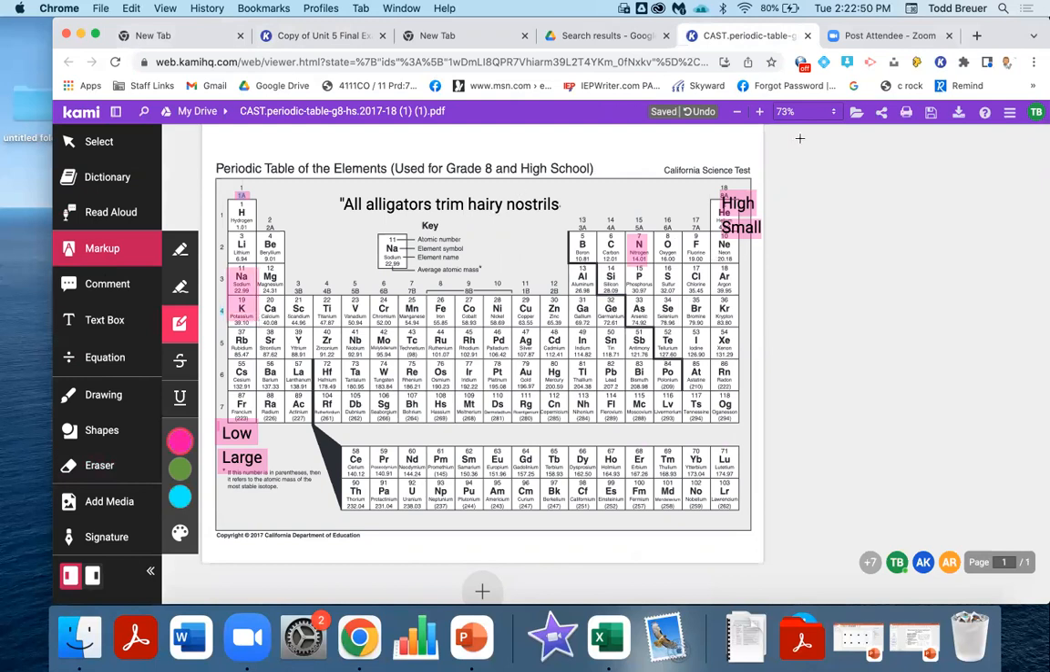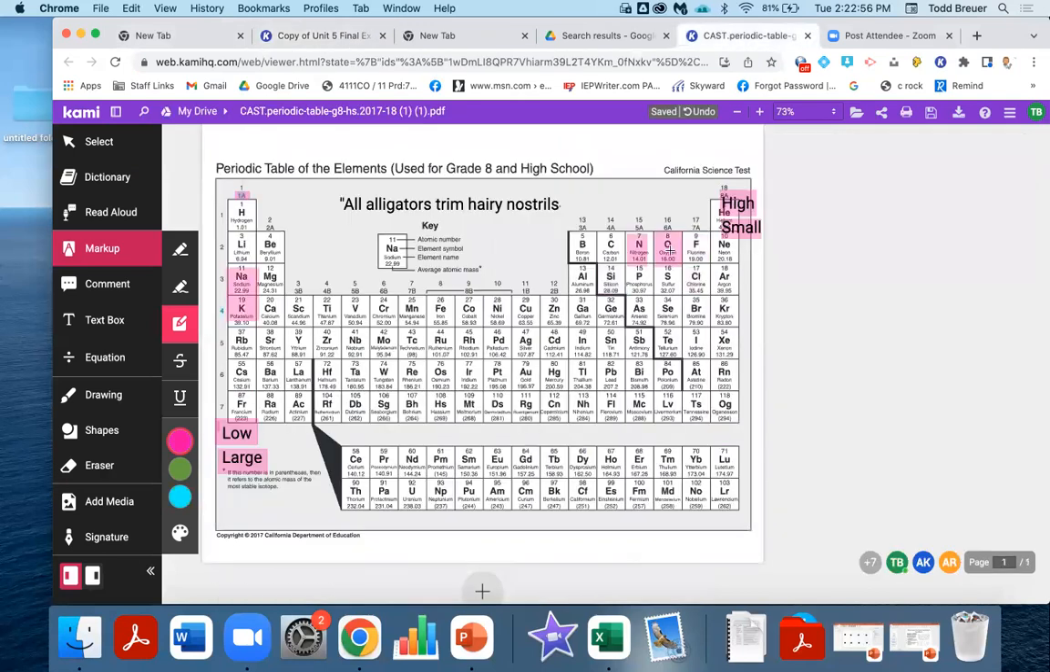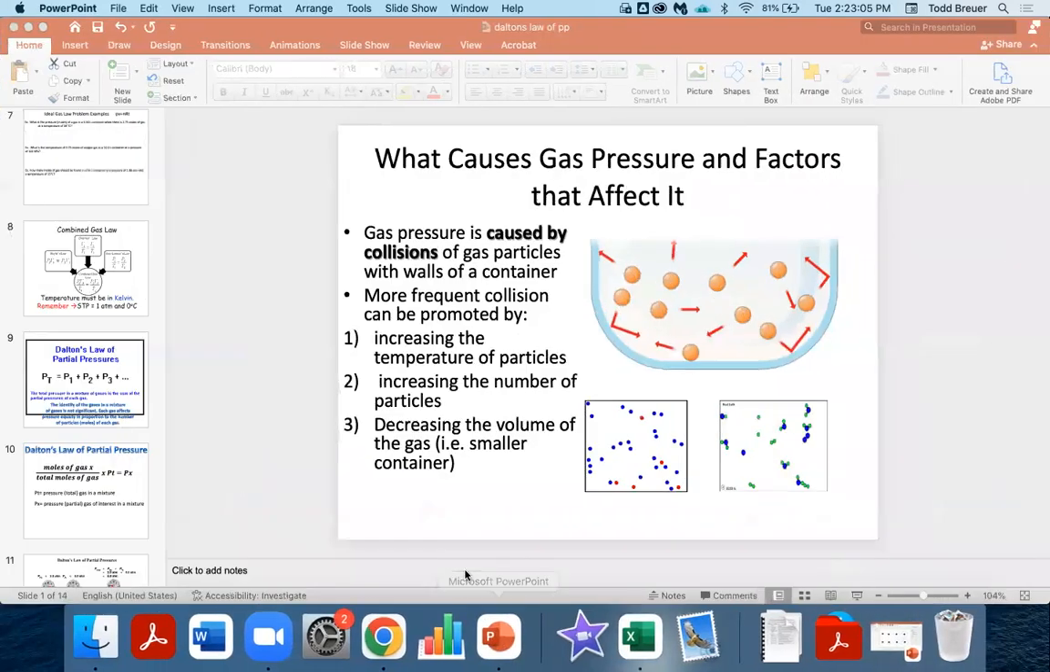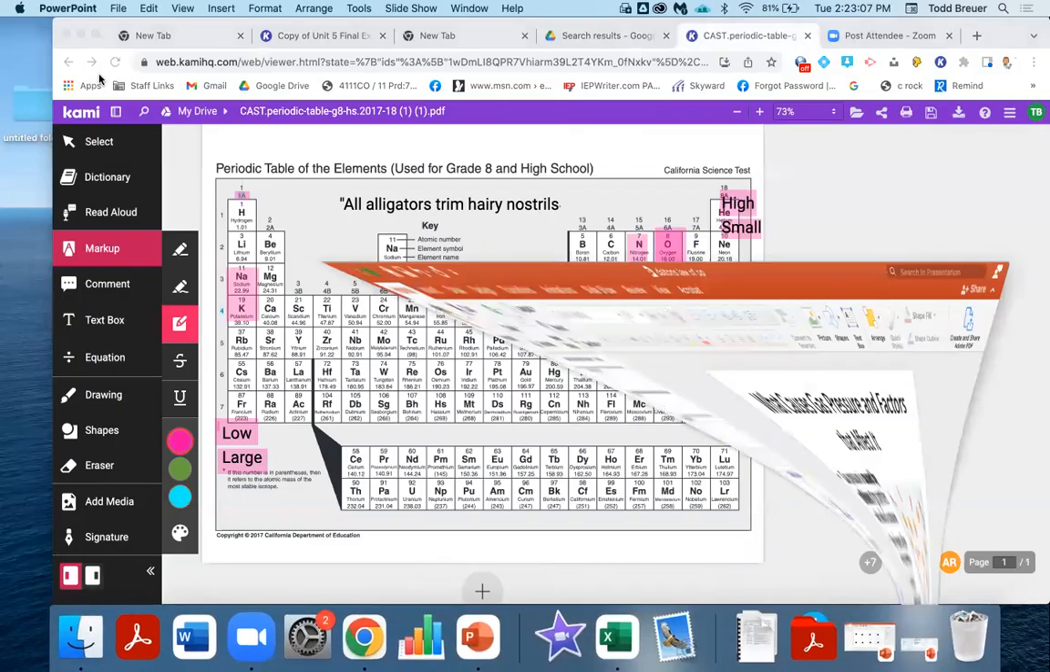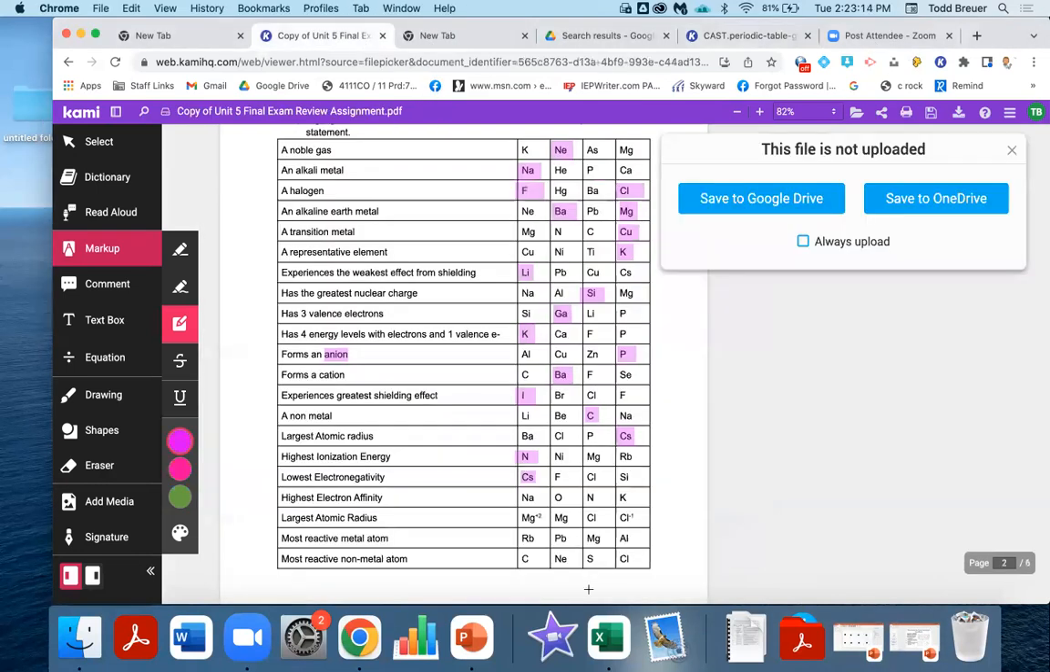Nitrogen, sodium, potassium, oxygen. What this one is asking for is highest electron affinity. Oxygen is closer to the region where we have the word high, so that would be our oxygen. I keep wanting to put that up there. My apologies. So let's mark that one up as oxygen.